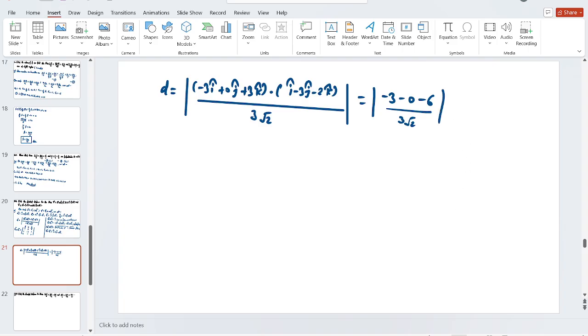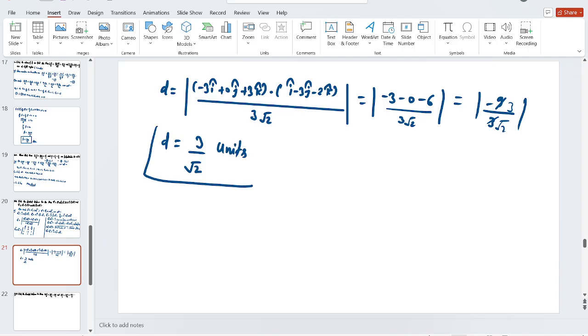Solving, you get minus 9 upon 3 root 2. Three threes are 9, and the minus cancels, so this is 3 upon under root 2 units. This is the distance between two skew lines. In this way we find the shortest distance between two skew lines. So this is our final answer.